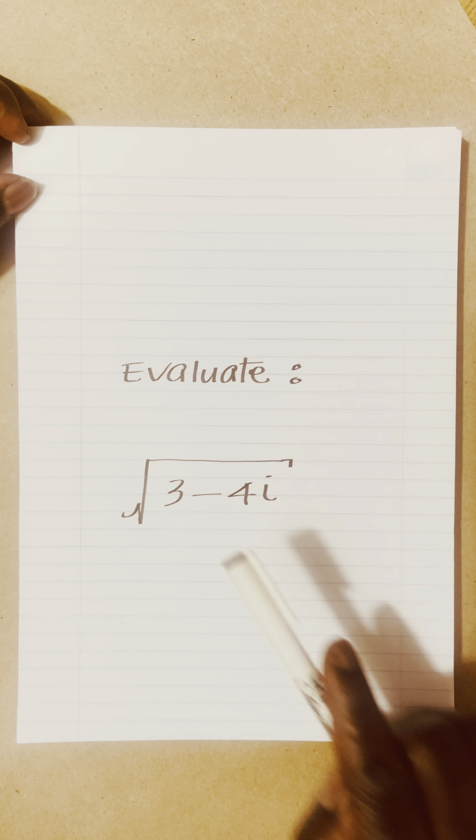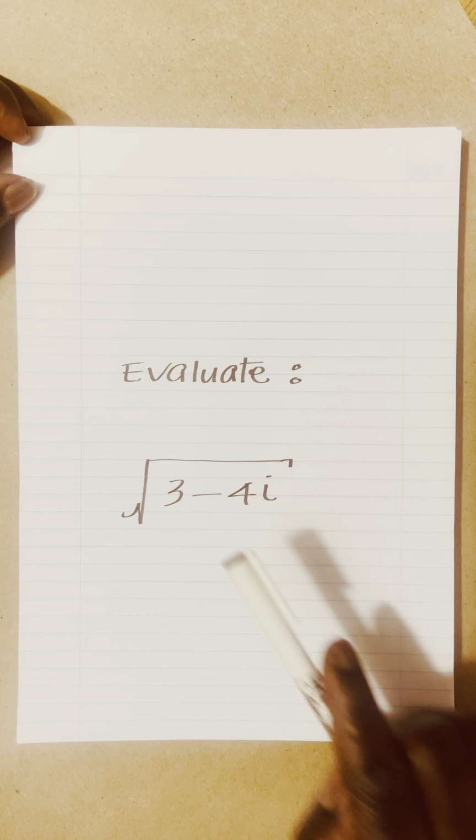Otherwise, I'll come back again with another video on complex numbers to just talk about the basics and a couple of mathematical manipulations of complex numbers. Now, in this one, we have the square root of 3 minus 4i. We have to evaluate this. So how do we approach it? Well, the square root of 3 minus 4i is what we have to deal with.